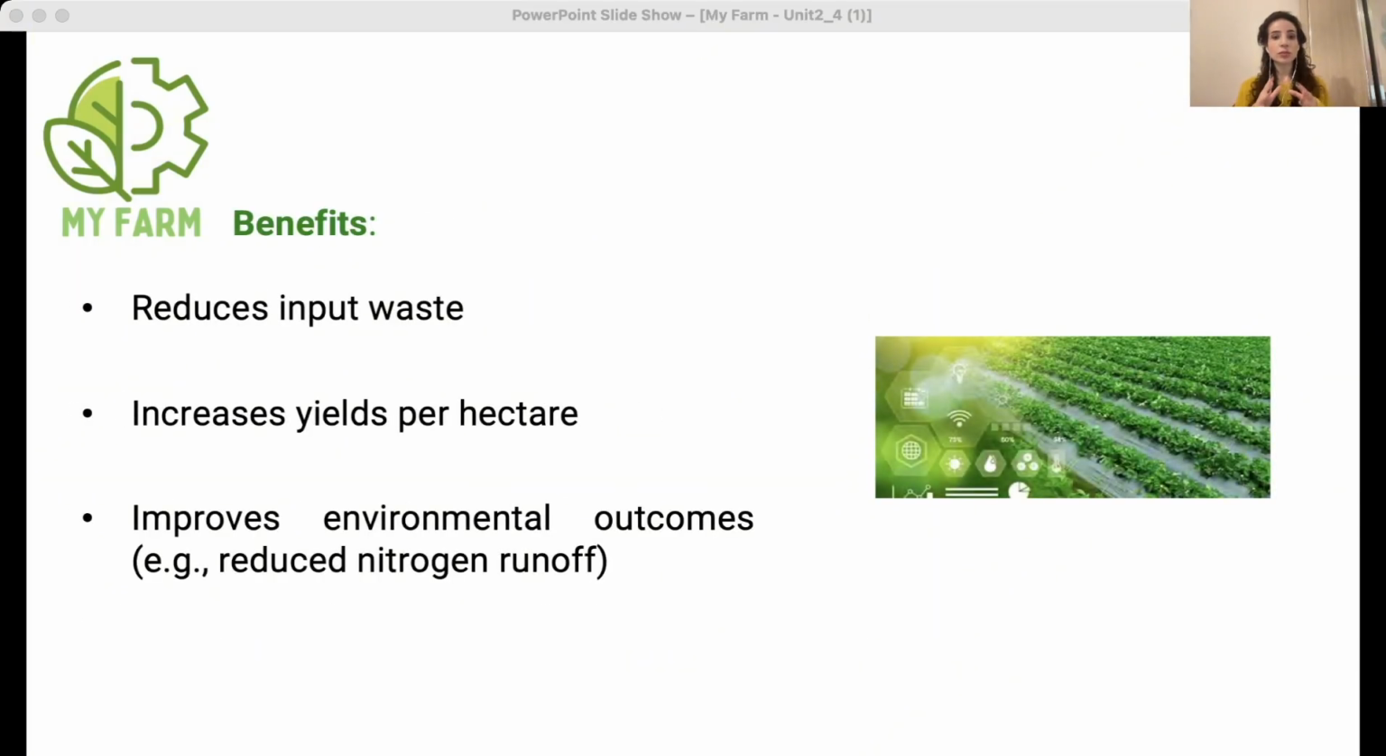The benefits of precision agriculture are significant. It reduces input waste, increases yields per hectare, and improves environmental outcomes such as reduced nutrient runoff. Precision agriculture allows farmers to produce more while using fewer resources.